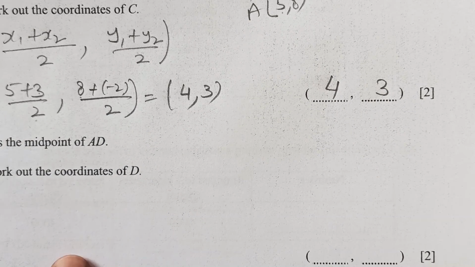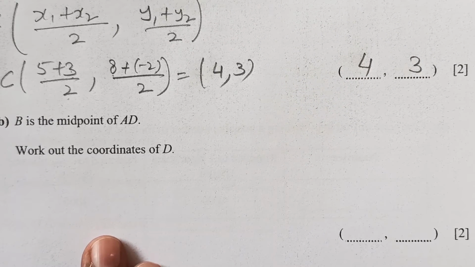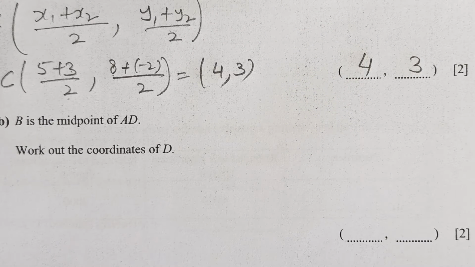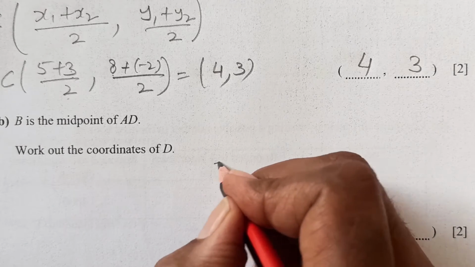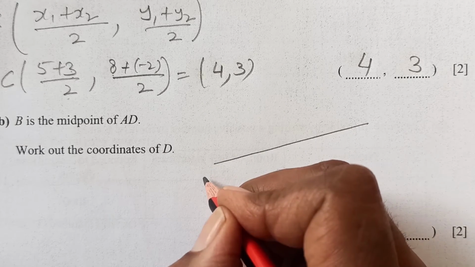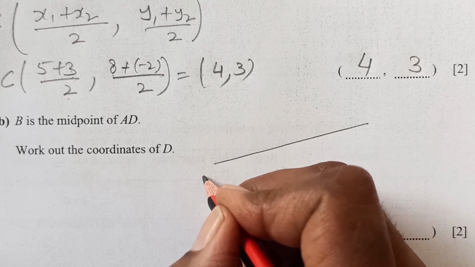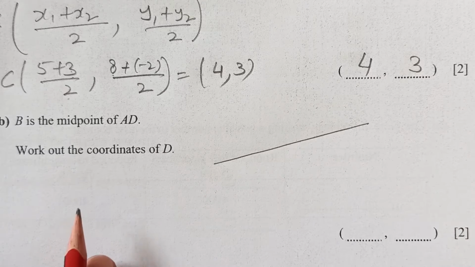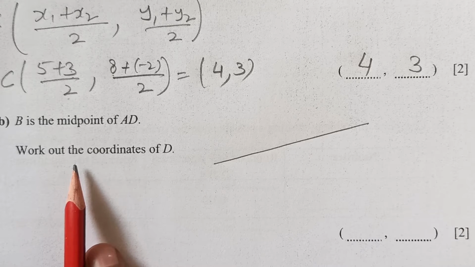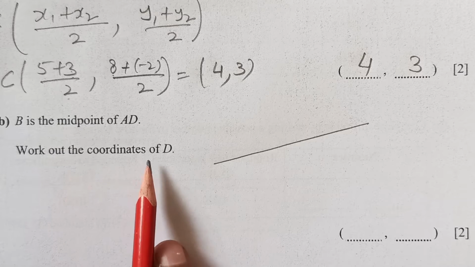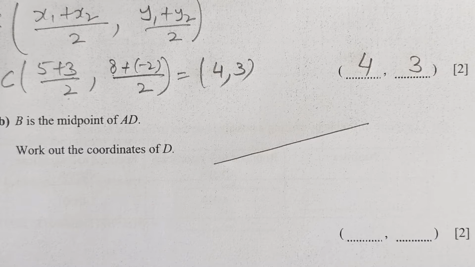B is the midpoint of AD. Work out the coordinates of D. Now we can use the same diagram. B is the midpoint of AD. Find the coordinates of D.